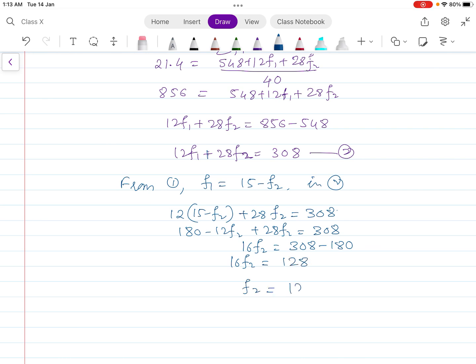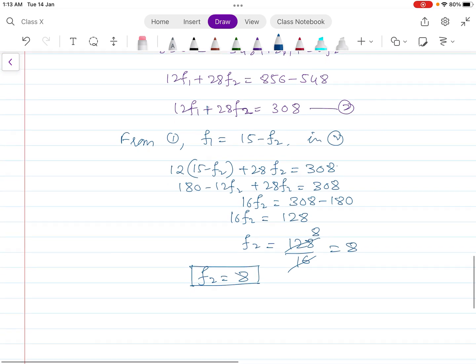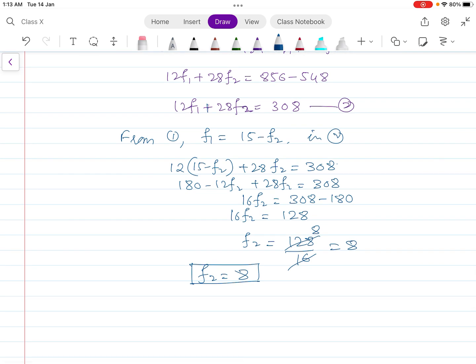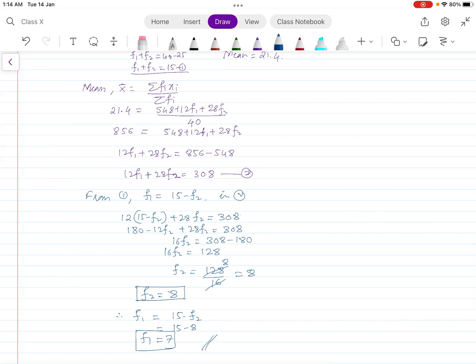Therefore f2 equals 128 divided by 16. From the table of 16, 16 eights are 128, so the value comes as 8. So f2 we got is 8. Now from equation 1, f1 equals 15 minus f2, so 15 minus 8 is 7. So f1 equals 7. These are the required values of f1 and f2. This is how you should have solved this question.